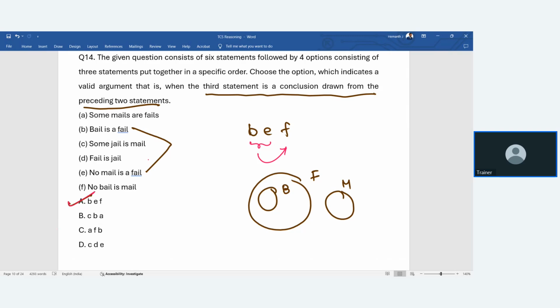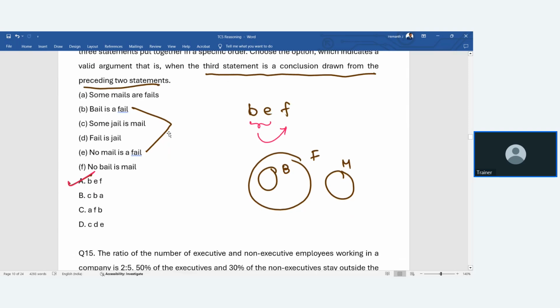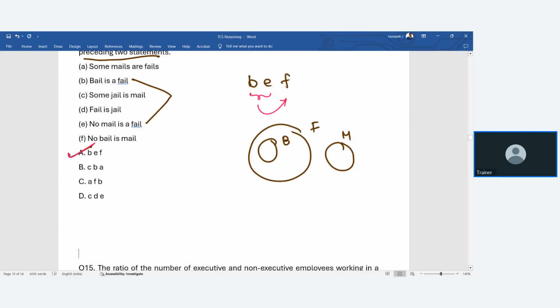Sir, I just checked. What's the problem with CBA? Let's work on CBA as well. CBA is option B. Let's work on it and check what the problem is. This is fine, quite good. It's correct only, if you work on CBA, what does it say?